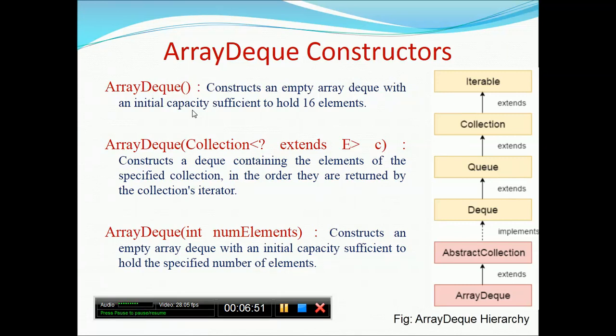Now if you pass a collection object, it constructs a deck containing the elements of the specified collection in the order they are returned by the collection iterator. You can even pass a number, which constructs an empty deck with the initial capacity sufficient to hold the specified number of elements.